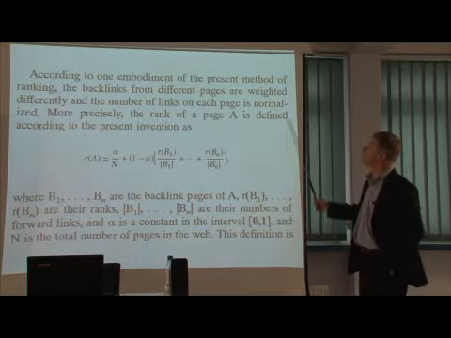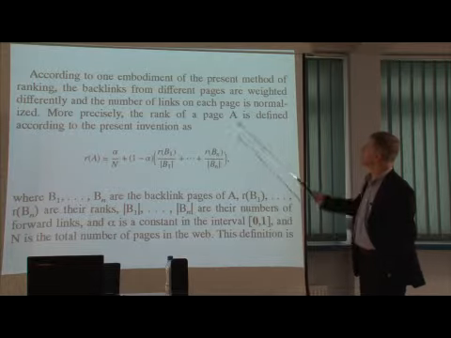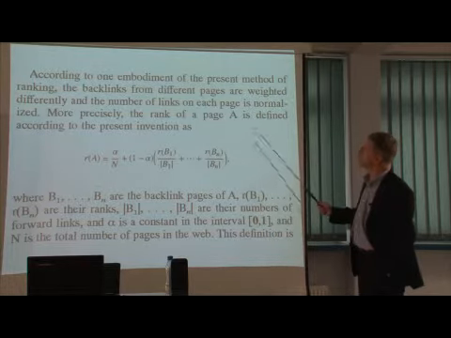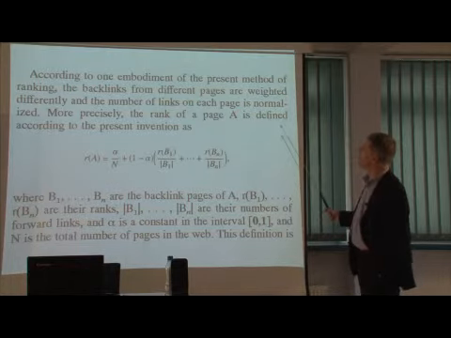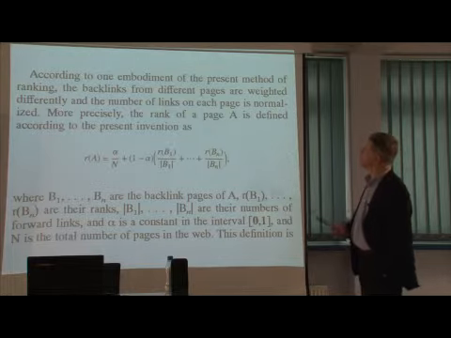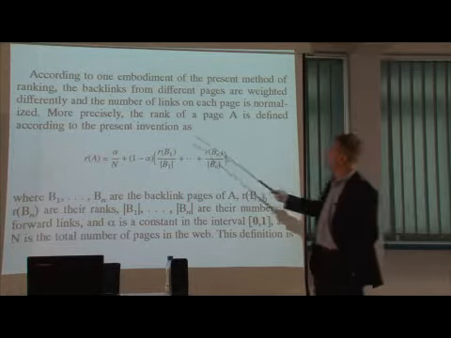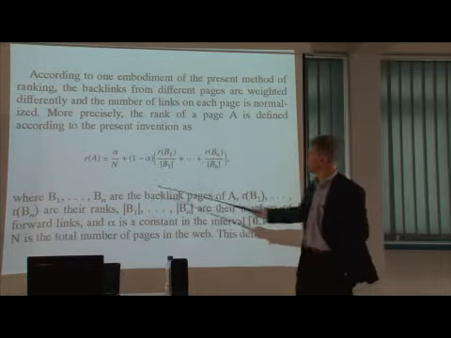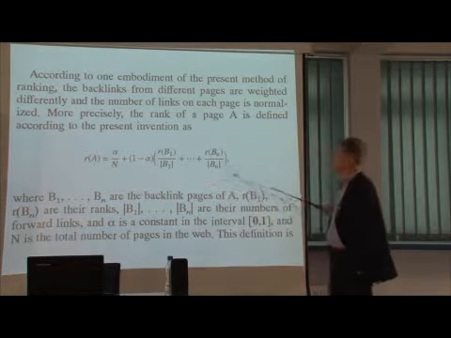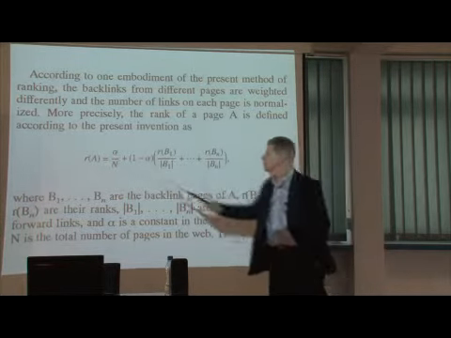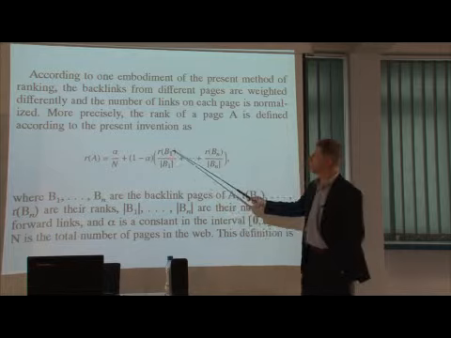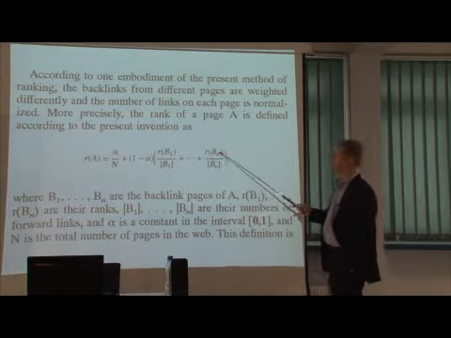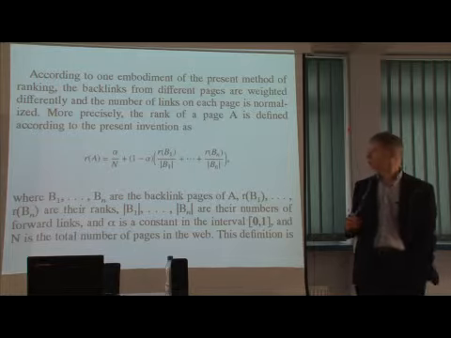All right, so this is the patent text, and it reads: according to the embodiment of the present method of ranking, the backlinks from different pages are weighted differently and the number of links on each page is normalized. More precisely, the rank of page A is defined according to the present invention as this. So this is the PageRank formula. Notice that in order to get the rank of A, we already have to have the rank of pages that link to A.